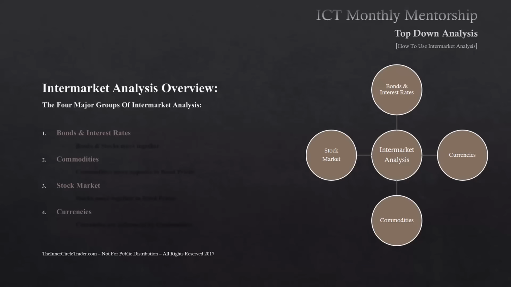All right, so intermarket analysis overview. Now, the 4 major groups for the intermarket analysis: the bond market and interest rate market. Bonds and stocks, generally, they move together. So if we're seeing a bond market rally, and it's the bond prices, not the yield, if we're looking at the Treasury bond market and the bond prices are rallying higher in an uptrend, generally that's going to be helpful and supportive of a bull market for stocks.